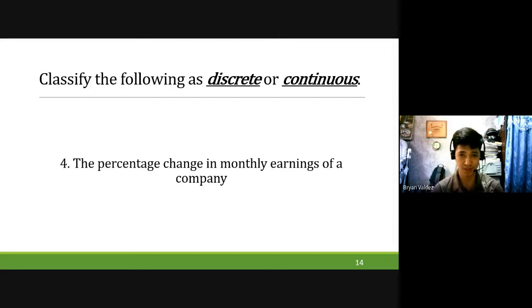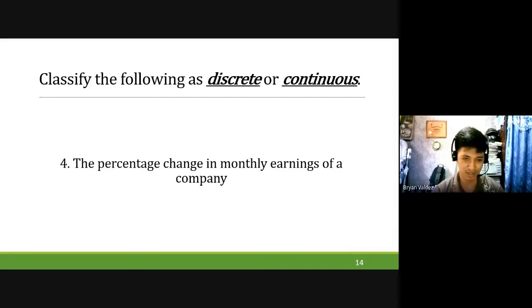Ayan, medyo confusing siya. Pwede ba natin bilangin yung percentage change in monthly earnings of a company? Or are we going to use a device or a measuring tool in order for us to determine the percentage change? Okay, sige. Okay, so let's reveal the answer for number four.